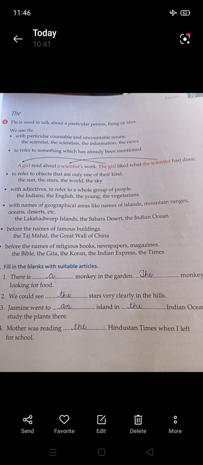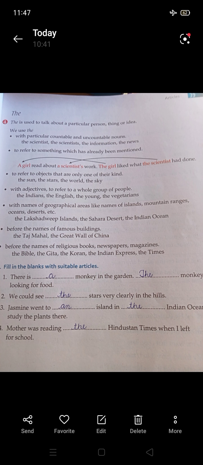Before the names of religious books, newspapers, and magazines. The Bible, the Christian holy book, and the Gita, the Hindu holy book, the Quran, the Muslim holy book, then the Indian Express, the Times, the New York Times.